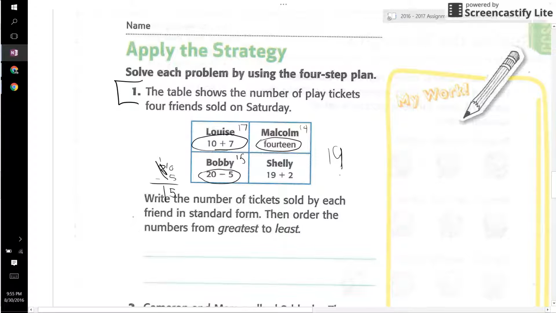19 plus 2. 9, 10, 11. Got to carry the 1. And that's 21. So I'm going to put the 21 over there.